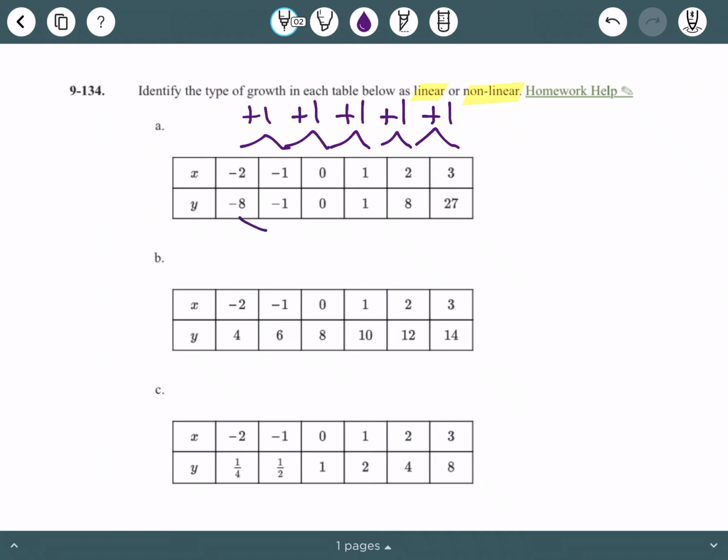And then in the bottom, to get from -8 to -1, I would be adding 7. -1 to 0, I'm adding 1. 0 to 1, I would be adding 1. 1 to 8, I would be adding 7. And then 8 to 27, I would be adding 19. All right, so is this linear growth? Is it growing by the same amount each time? No, it's not. So this would be an example of non-linear growth.